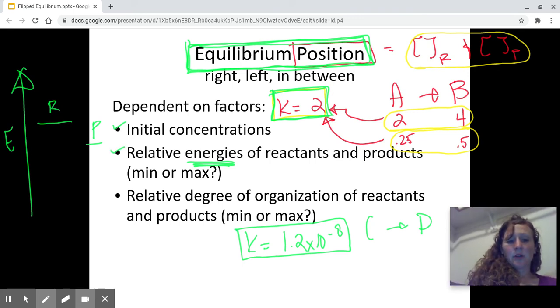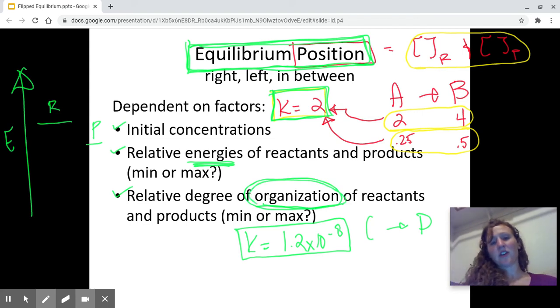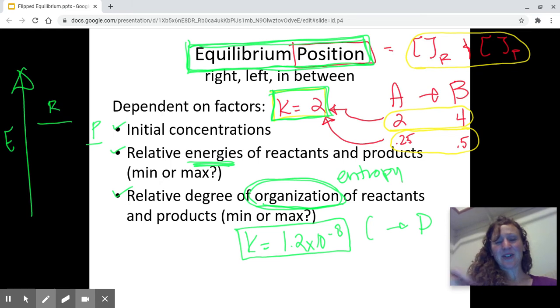In a similar way, the relative degree of organization of reactants and products can also affect these equilibrium positions. When you see this word organization, a red flag should go off in your head. What are we talking about when we're talking about organization? Entropy. So equilibrium is related to thermodynamics. Yes, it's all related. At the end of this chapter, we're going to circle back around and talk about how equilibrium is related to these thermodynamic quantities.